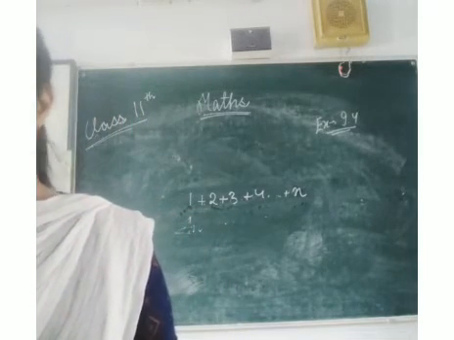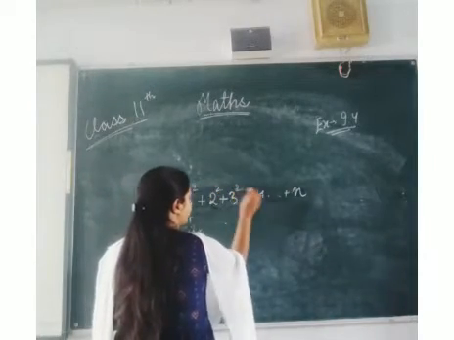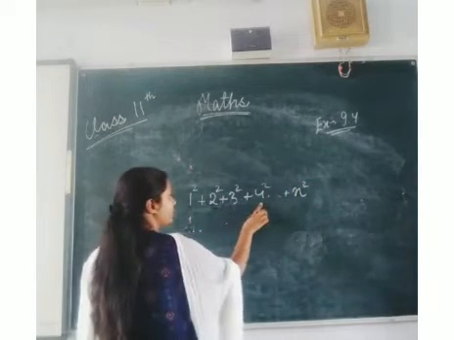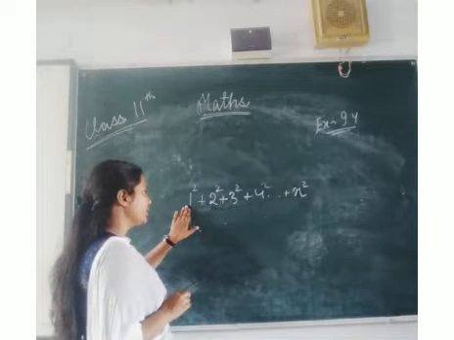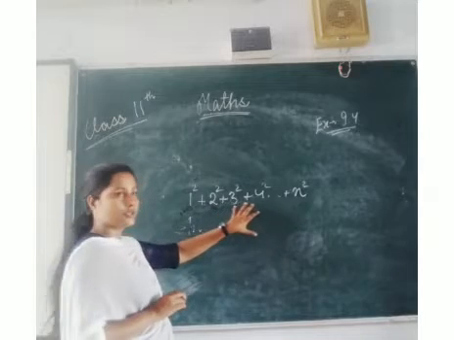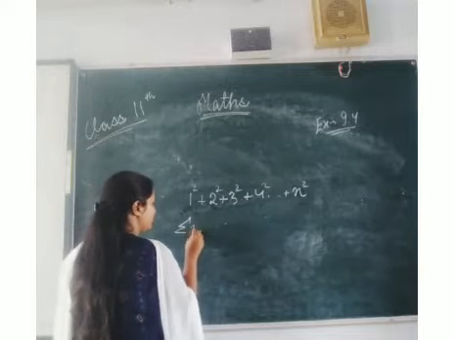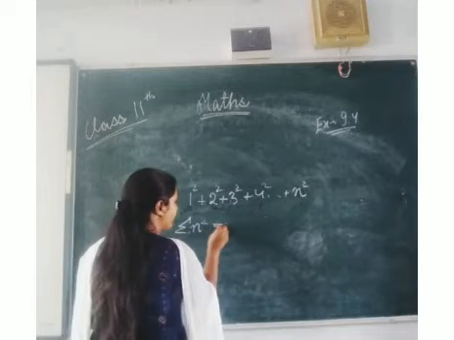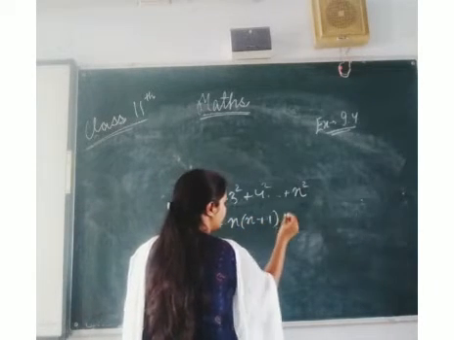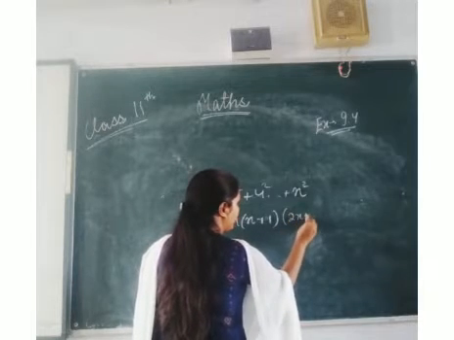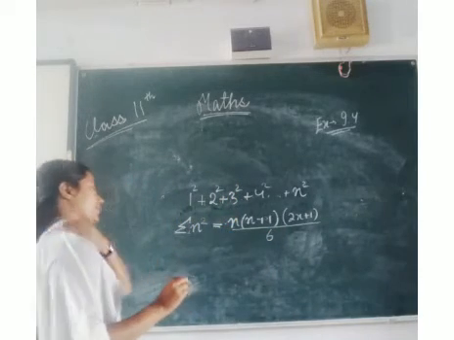So now we are going to discuss this, and the series will be like 1 square, 2 square, 3 square, 4 square and so on up to n square. So the sum of the squares of the first n natural numbers is denoted by summation n square, and the value is equal to n into n plus 1 into 2n plus 1 upon 6. This formula can also be verified.